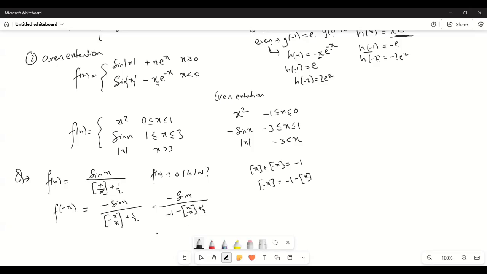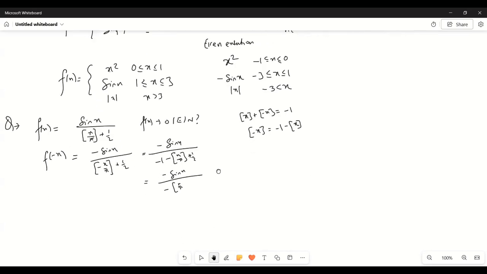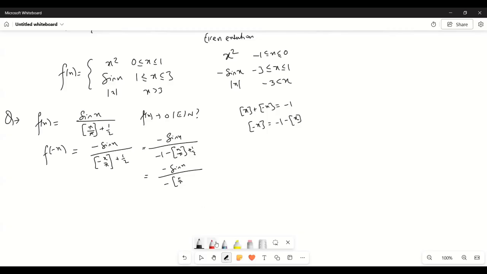But 1 minus half becomes minus of sin x divided by minus of x by pi and a minus half. So from here minus comes common, and this minus minus cancels. So we end up getting sin x by box of x by pi plus half, which means what is the nature of the function? Even. It's an even function.